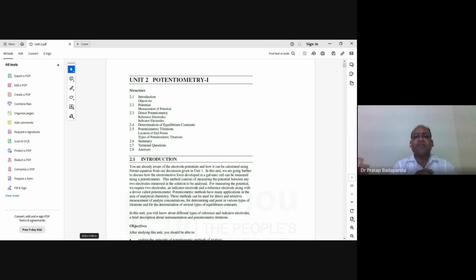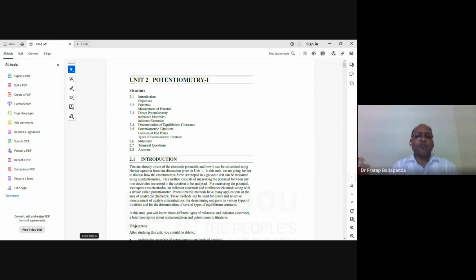So in potentiometry 1, we have to read particularly what is the use, what is the behavior, how it works, how it will be implemented and where. Different metals use different electrodes: for hydrogen something, for copper something, for zinc something. So you have to use different methods, and what is the process of that. So: introduction, objective, potentials.